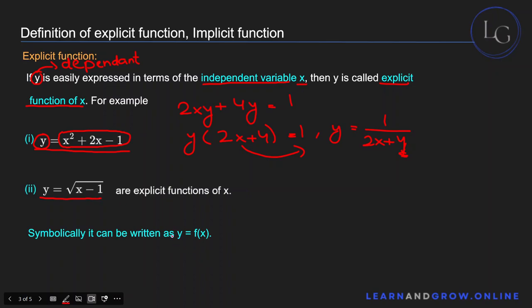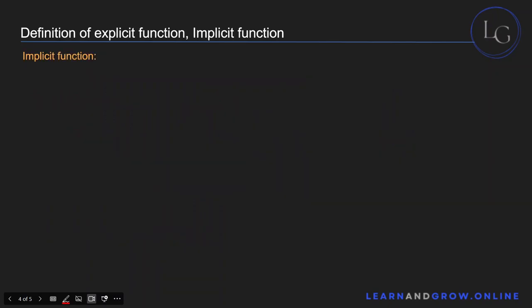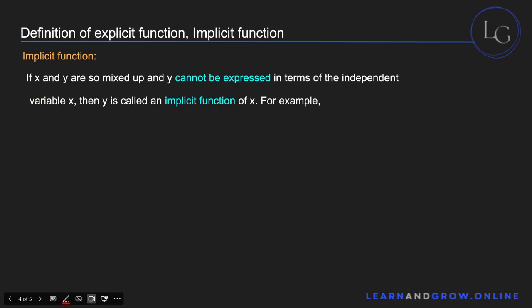And symbolically, it can be written down like this, right? Like I said, y expressed as a function of x. Now, an implicit function makes things a bit more difficult, honestly. So, if x and y are so mixed up that y cannot be expressed in terms of the independent variable x, basically you cannot write y clearly as a function of x, then y is called an implicit function of x, right?